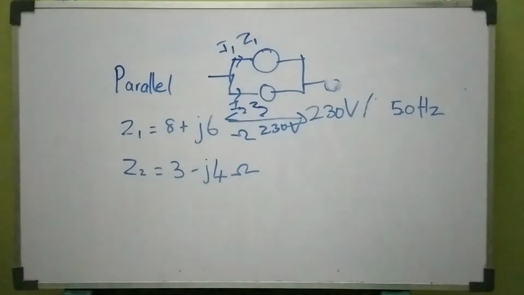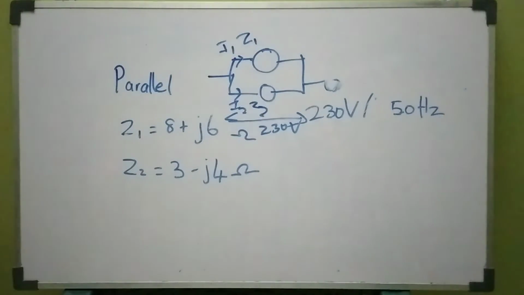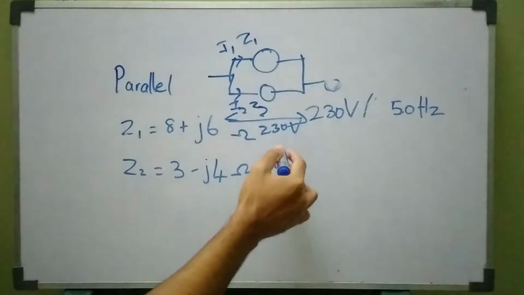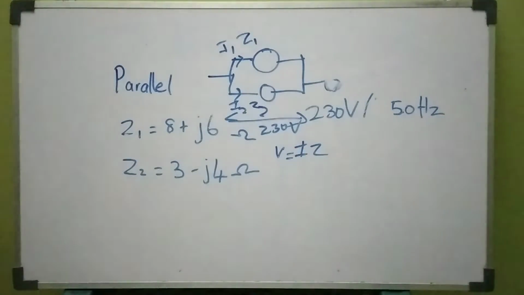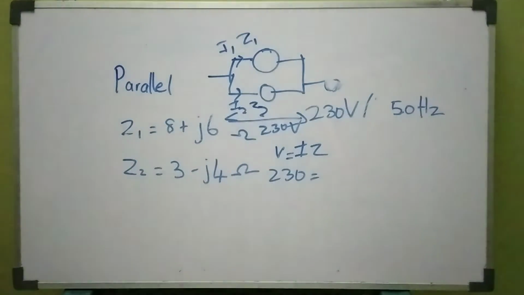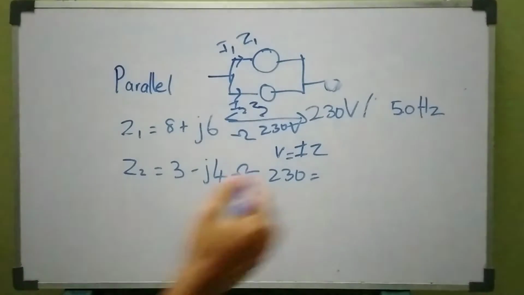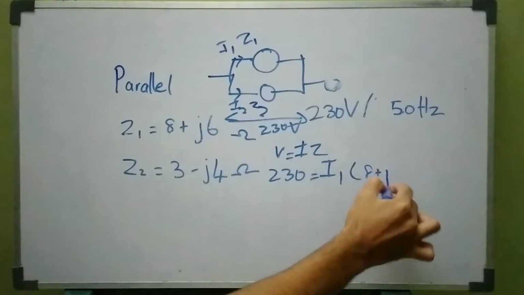So we need to find the current using this data. We know the voltage value, which is 230 volts. Also, we know the Z1 value, they have given that. So we should use V equals I into Z. We already know the voltage, 230 volts, and we need to find this I1. And we know the Z value, which is 8 plus j6.